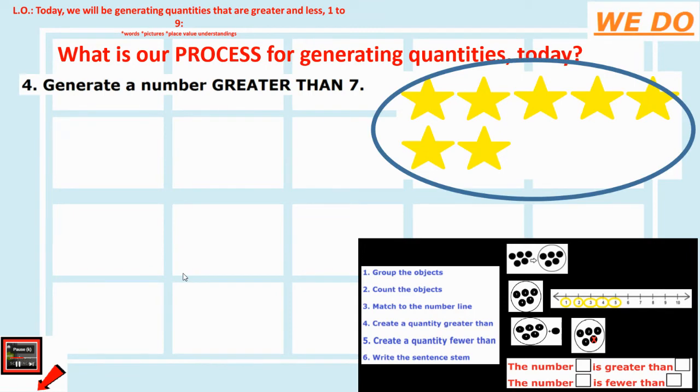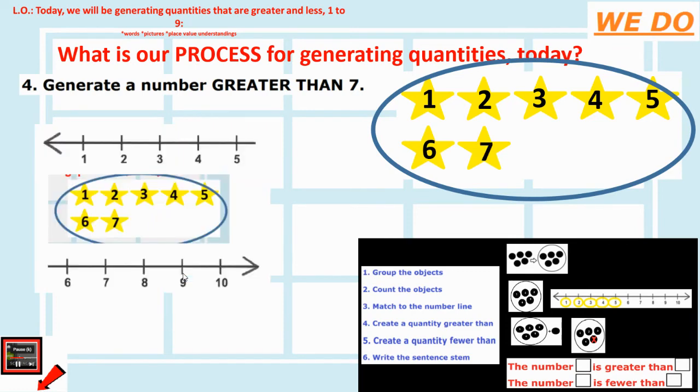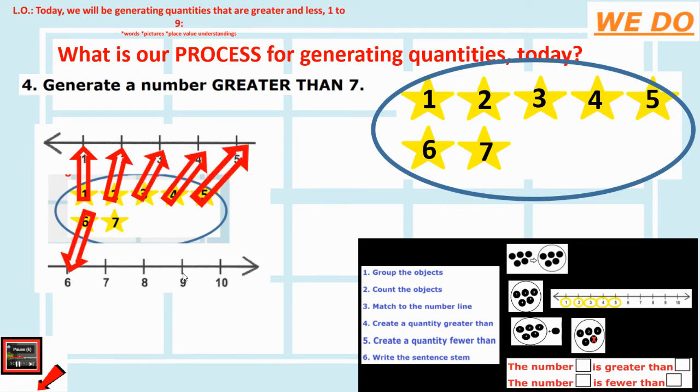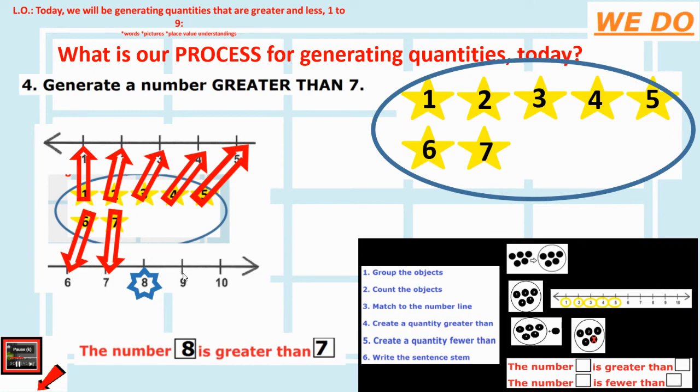So I'm going to circle the objects and then count. 1, 2, 3, 4, 5, 6, and 7. From there, matching it to a number line. 1, 2, 3, 4, 5, 6, 7. And I'm generating a number greater, so I'm going to count on 1. So my new number is 8. Now I can finish my sentence stem. The number 8 is greater than 7.